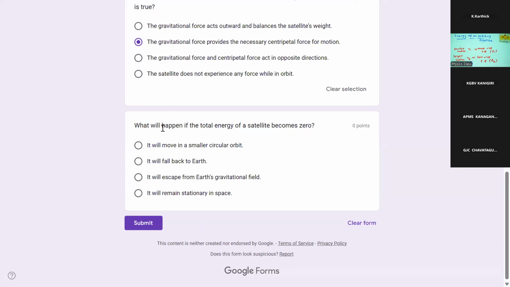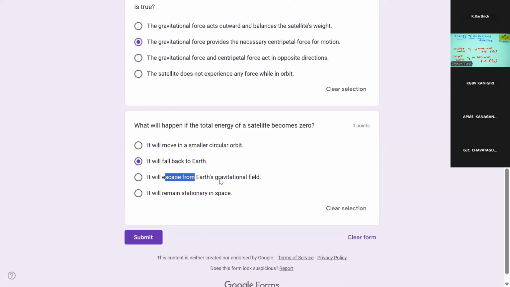What will happen? Already I told you. If the total energy of the satellite becomes zero, it will move into a small circular orbit, it will fall back to the Earth, it will escape from the Earth's gravitational field, or it will remain stationary in space. What will happen if the total energy of the satellite becomes zero?